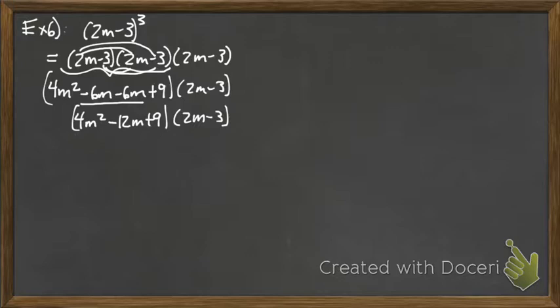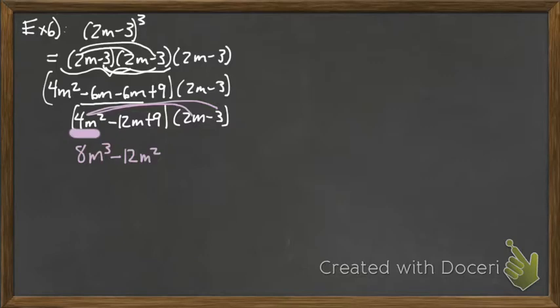I'm going to go to my color bin here and use some different colors. Hopefully this one shows up. If I'm going to multiply 4m, ooh, that's kind of a big one. I don't want to use such a thick font here. If I multiply 4m squared times 2m, that's going to be 8m to the third. 4m squared times negative 3 is going to be minus 12m squared.